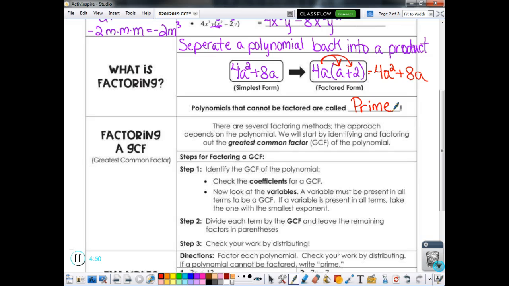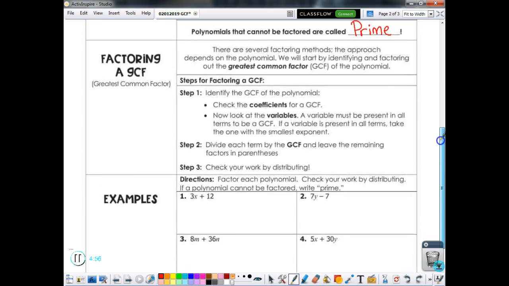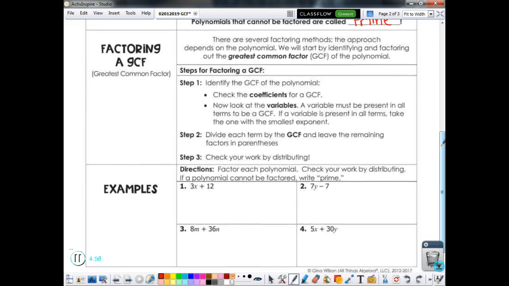Okay, so there's different ways to do it, and we're going to start with GCF. We've already done the difference of squares. That was a way of factoring. But we're now going to do the GCF.